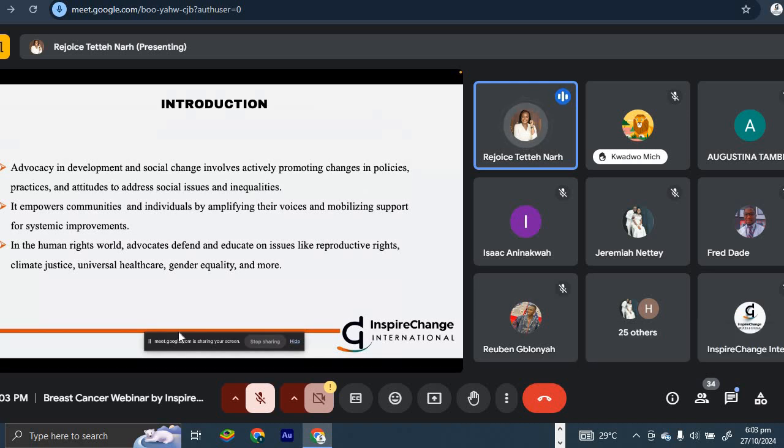And so the advocacy approach usually focuses on every issue that affects human security and our existence here on earth. So when we talk about human security, any other thing that poses a threat to human existence in terms of food, water, the environment, our reproductive rights, our healthcare, and what have you.